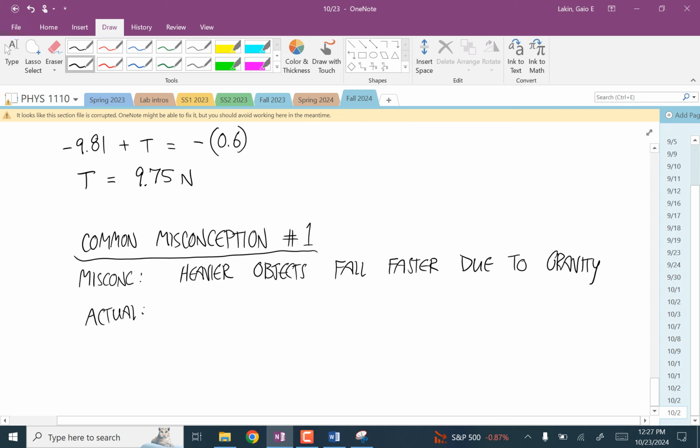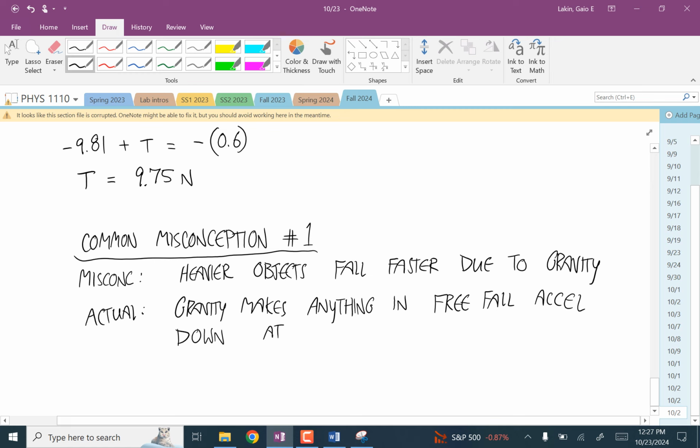The actual situation is gravity makes anything in free fall accelerate down at 9.81 meters per second squared. And any deviation from that comes from air resistance effects.